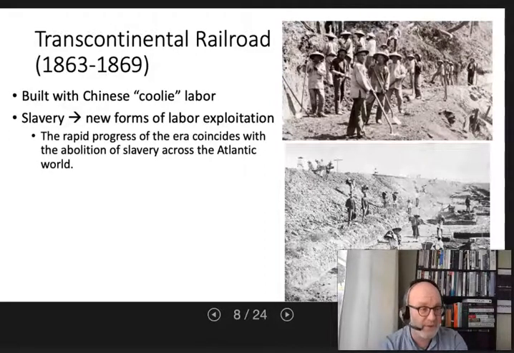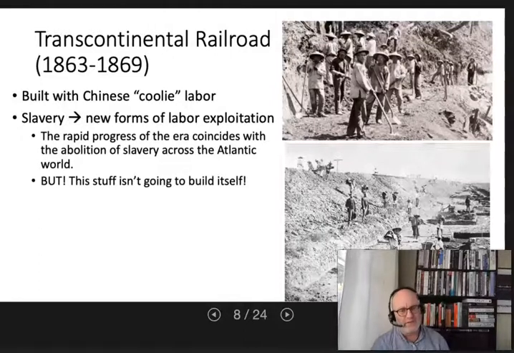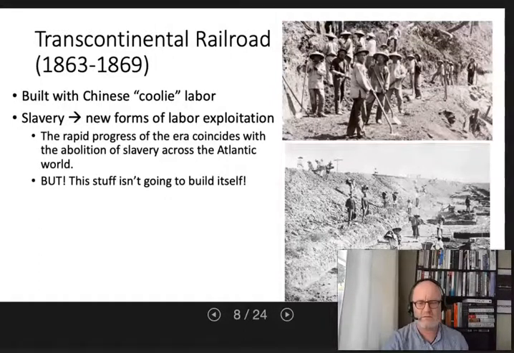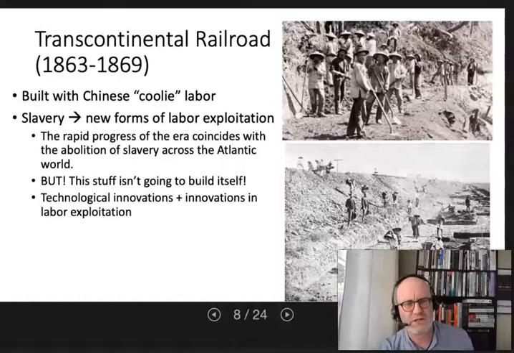There's no more slavery, right? So again, the railroad is in the north. There wouldn't have been slavery anyway. But in terms of a form of labor exploitation, coolie labor is kind of the new form of labor exploitation in the latter half of the 19th century, and this is possible because of new technology.